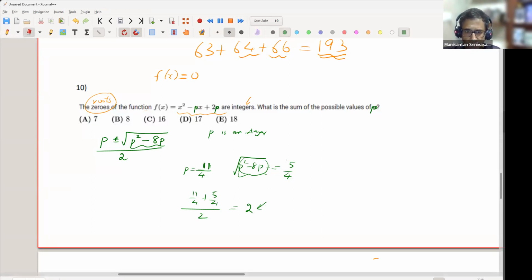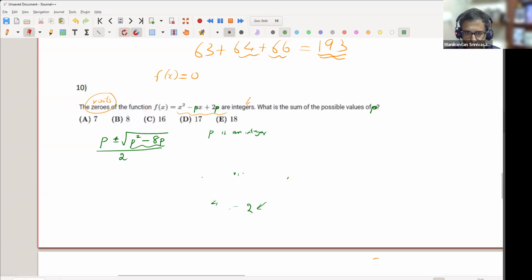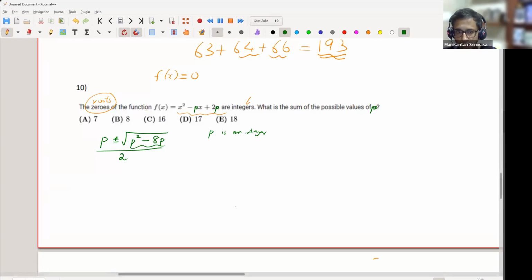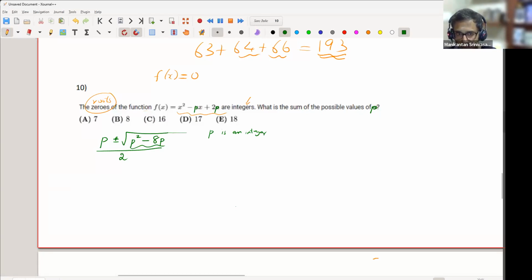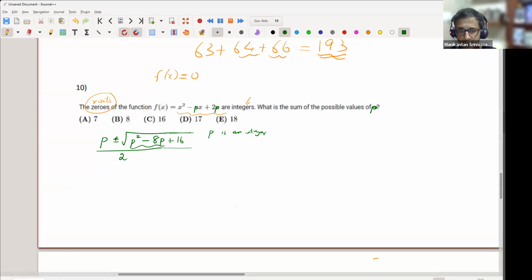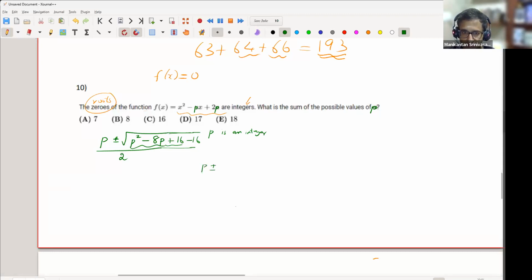Now, with p as an integer, one way to do this is, let's complete the square here. p square minus 8p, I'll complete the square by adding 16, right? If I add 16, then it becomes p minus 4 whole square. Obviously, that does not come for free. We'll have to subtract 16 as well. So it's adding and subtracting 16, so that I can write it as p plus or minus square root of p minus 4 whole square minus 16, whole upon 2.